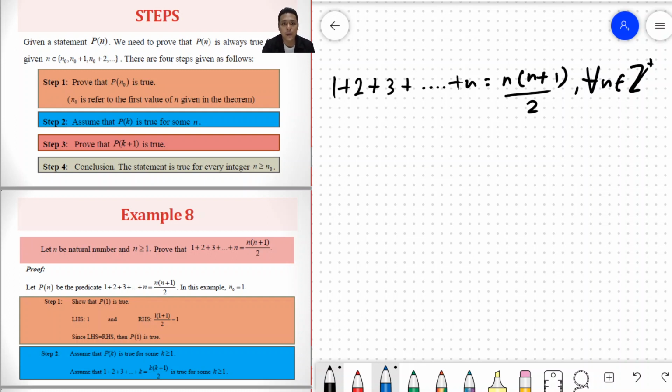First, identify the base case. We can read it from here, or you can read it from the left, but it is advisable for you to start with the first element in the domain. It will be much easier for other questions as well. The first positive integer is 1. Therefore, the first step, we need to prove that the base case, which in this case is 1, is true.